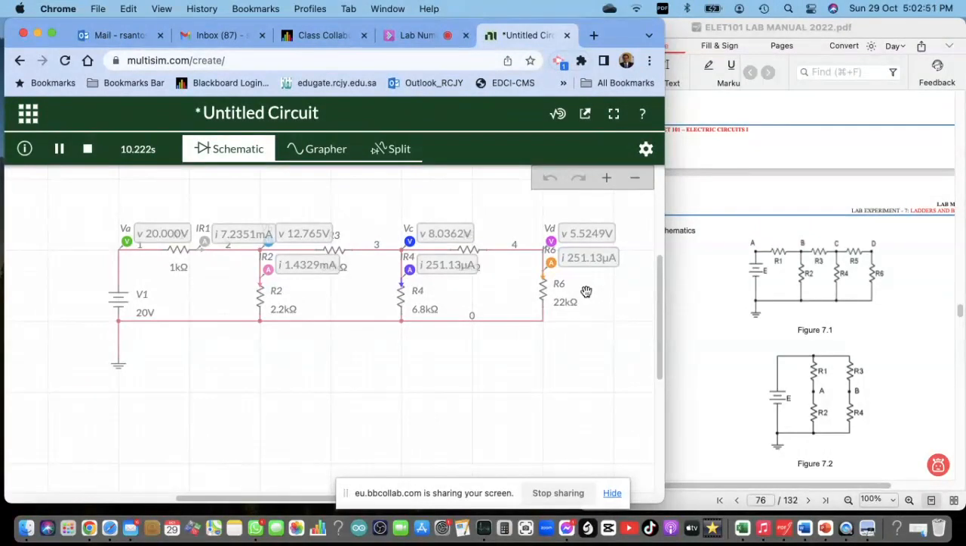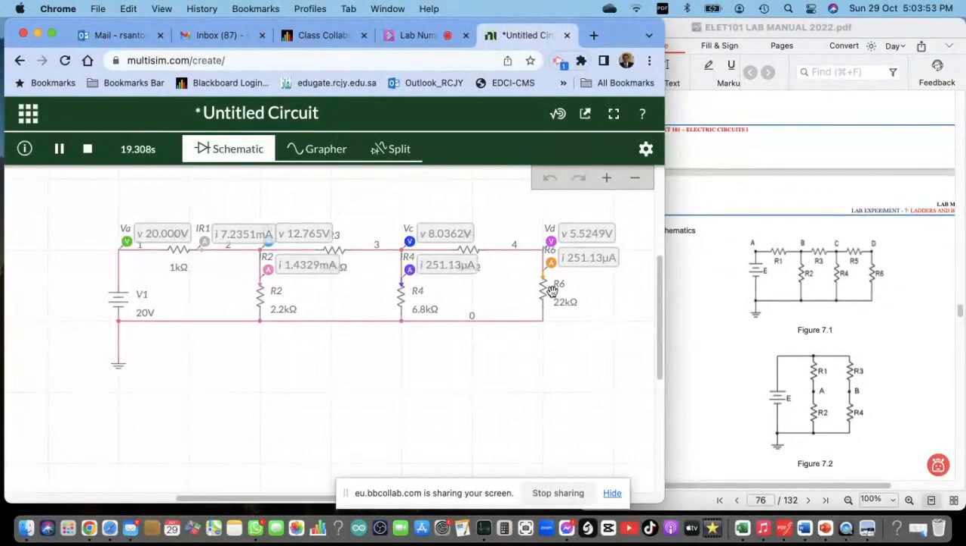Hello? Yes, doctor. Any comment? IR4 and IR6 is the same, 251.13 microampere. Why? I don't know. Doctor, IR6 is not available, and IR4 it's 1.18 milliampere. Which one? IR4. Really? Yes. Why does it show 251 here, same with IR6? Yes, R4 and R6 is the same current because it's parallel.